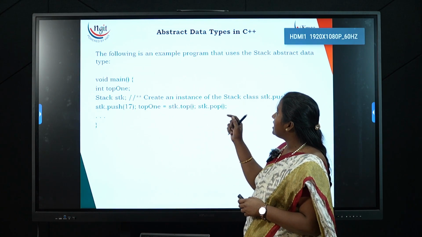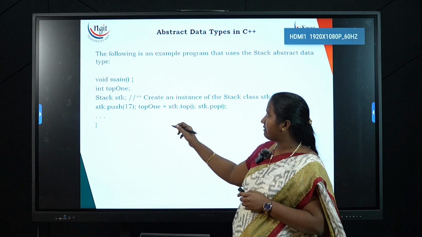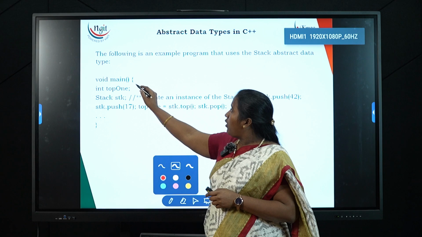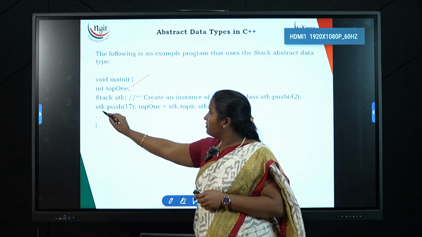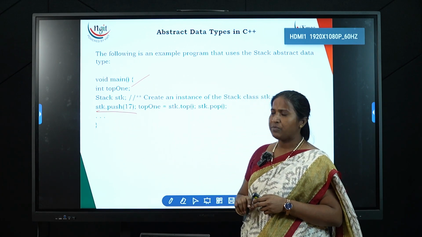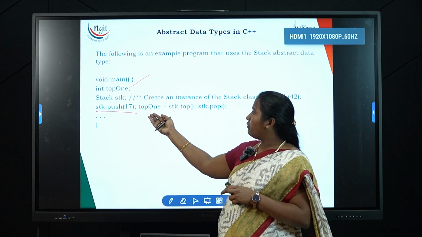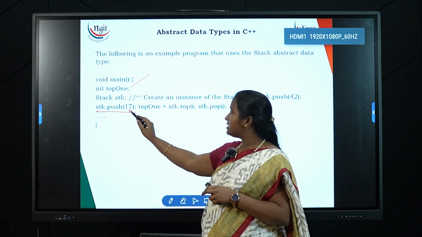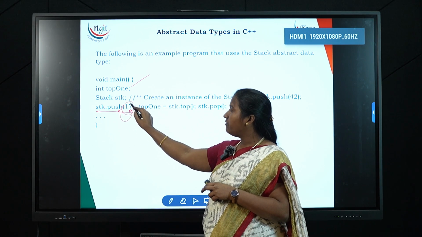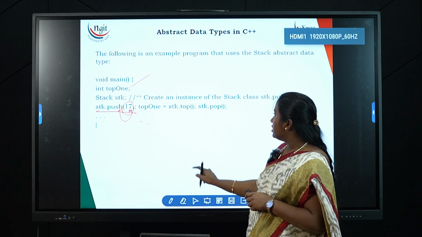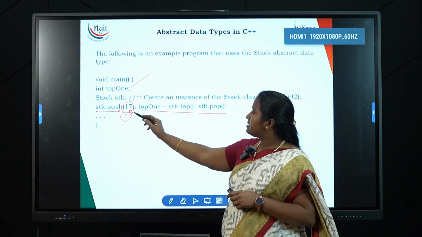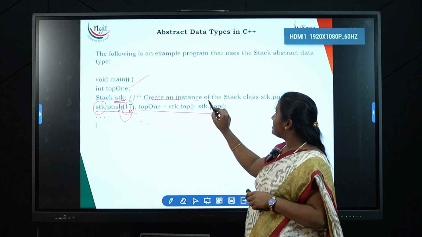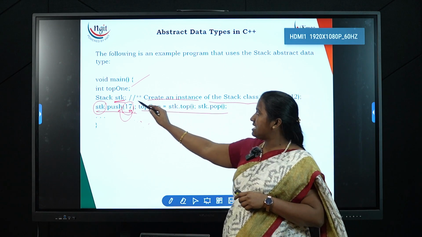Now the following is an example program that uses the stack abstract class, and this is the stack abstract class. In void main, we call the function stack push 17, or whatever element you want to put as a parameter value; this function will get called with the parameter 17. STK is the instance of the class we created here. We create an instance of the stack class, which is STK.